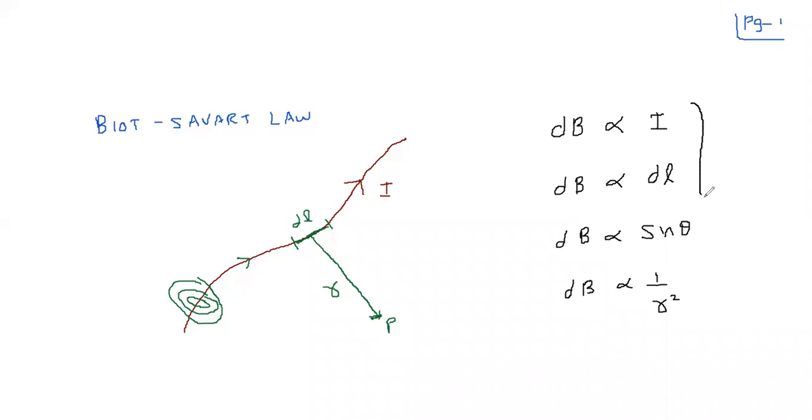So join all the 4. நீங்களே பாருங்க, இந்த point P ல there is a magnetic field due to current carrying wire. So that magnetic field depends on 4 factors. More the current, more magnetic field. More length, more magnetic field. If this angle theta is 90 degree, more magnetic field. And distance is less, more magnetic field. Join all the 4. We get dB depends on I dl sin theta by r square. Is it clear?